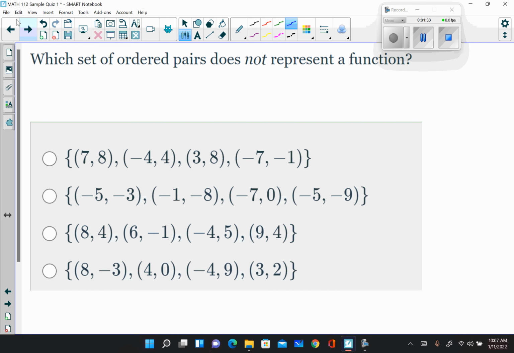Which set of ordered pairs does not represent a function? It's the second choice because x is repeated. When x is negative 5, y is negative 3, and when x is negative 5, y is something else. Every x has to yield one and only one y value. So an x repeated means this is not a function. If a y is repeated, like in the first choice, that's not relevant in this question. The other three choices are all functions.